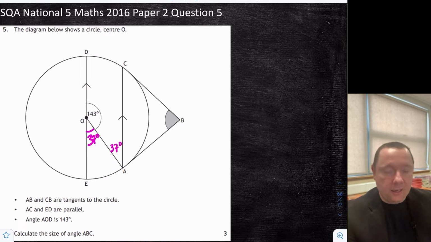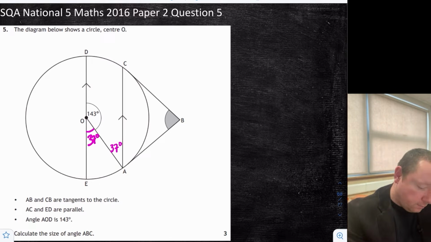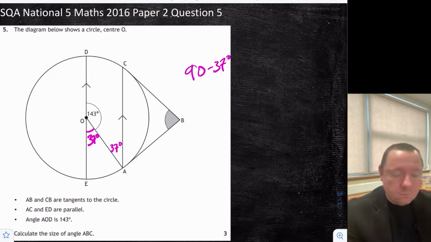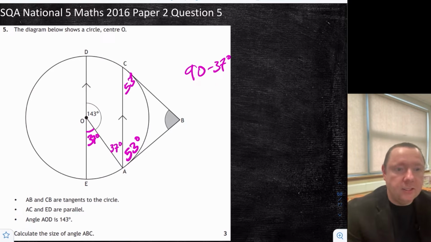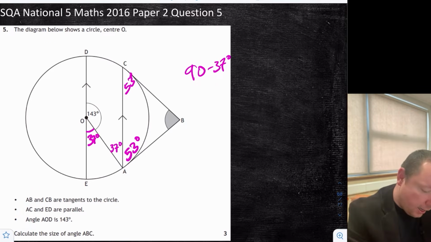Then a little trick, we've got a radius meets a line outside the circle, a tangent, at right angles. These two angles add up to 90, so I can do 90 minus 37 because that's a right angle. And that gives you 53. So we now know that's 53 degrees, and because this is symmetrical, that is also 53 degrees. And therefore, angles in a triangle add up to 180. So I can do 53 plus 53, which is 106 degrees.